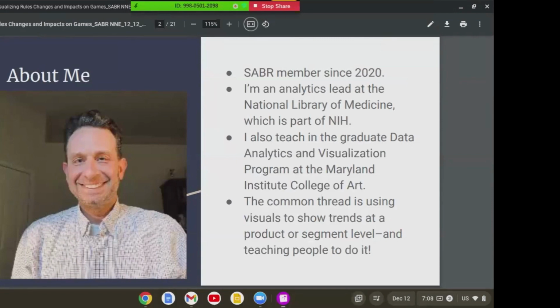The common thread among all these things, including the SABR research that I've done, is that we can benefit a lot from using visuals to show trends at some kind of segmented level. When I do this in my day job, it's around products or market segments or groups of people. But when I do it for baseball research, it might be around, say, the Negro Leagues, which I've talked to many of you about, or it might be comparing one player to another, one team to another.